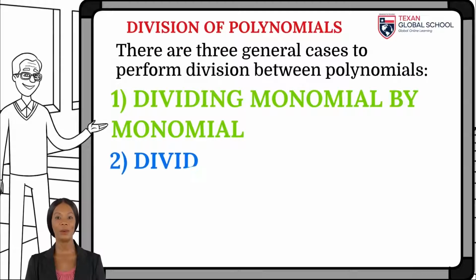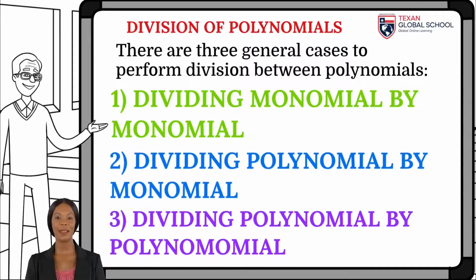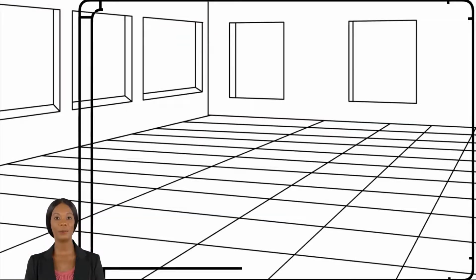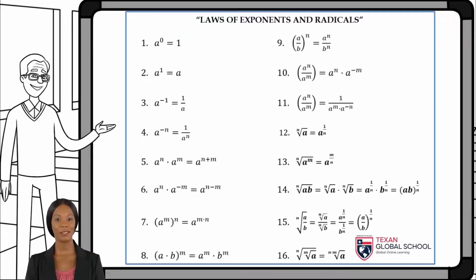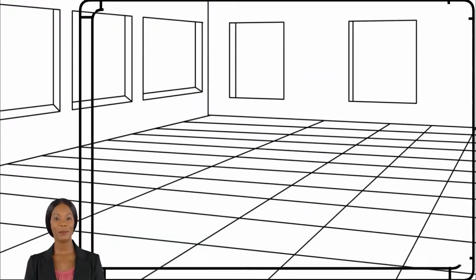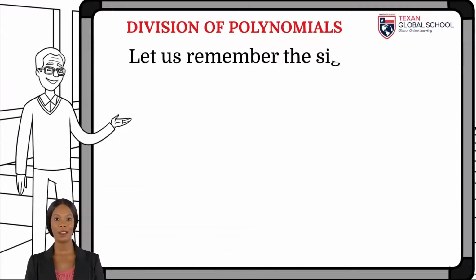There are three general cases to perform divisions between algebraic expressions: dividing monomial by monomial, dividing polynomial by monomial, and dividing polynomial by polynomial. It is important to have and understand the laws of exponents, analyzed in previous classes, to be able to perform these types of operations.